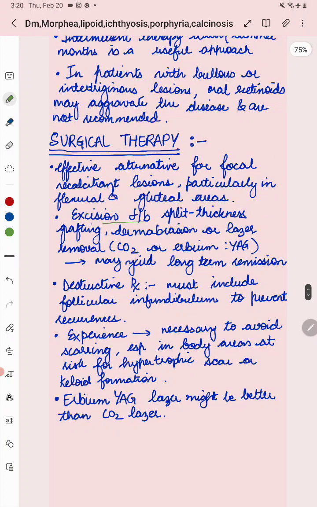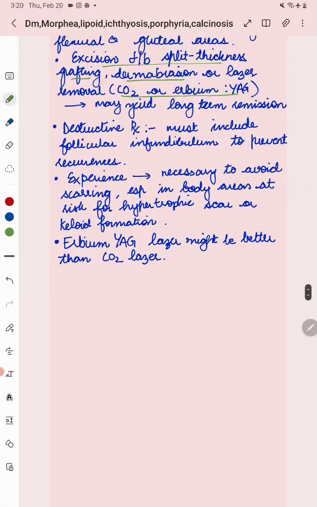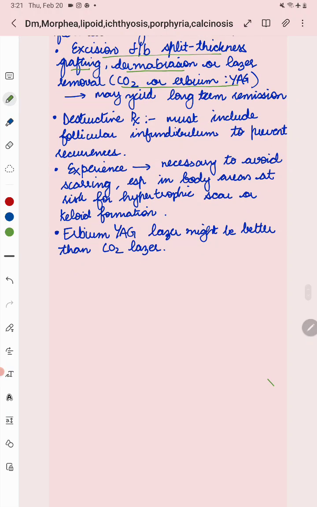Surgically, you could excise and do a split thickness skin grafting. You could do dermabrasion or laser removal with CO2 or erbium YAG laser. You could also remove the follicular infundibula to prevent recurrences. You need experience to avoid scarring. You cannot just go and excise, and there might be a risk of hypertrophic scar or keloid formation if somebody who's not experienced does it. Erbium YAG laser might be better than CO2 laser.